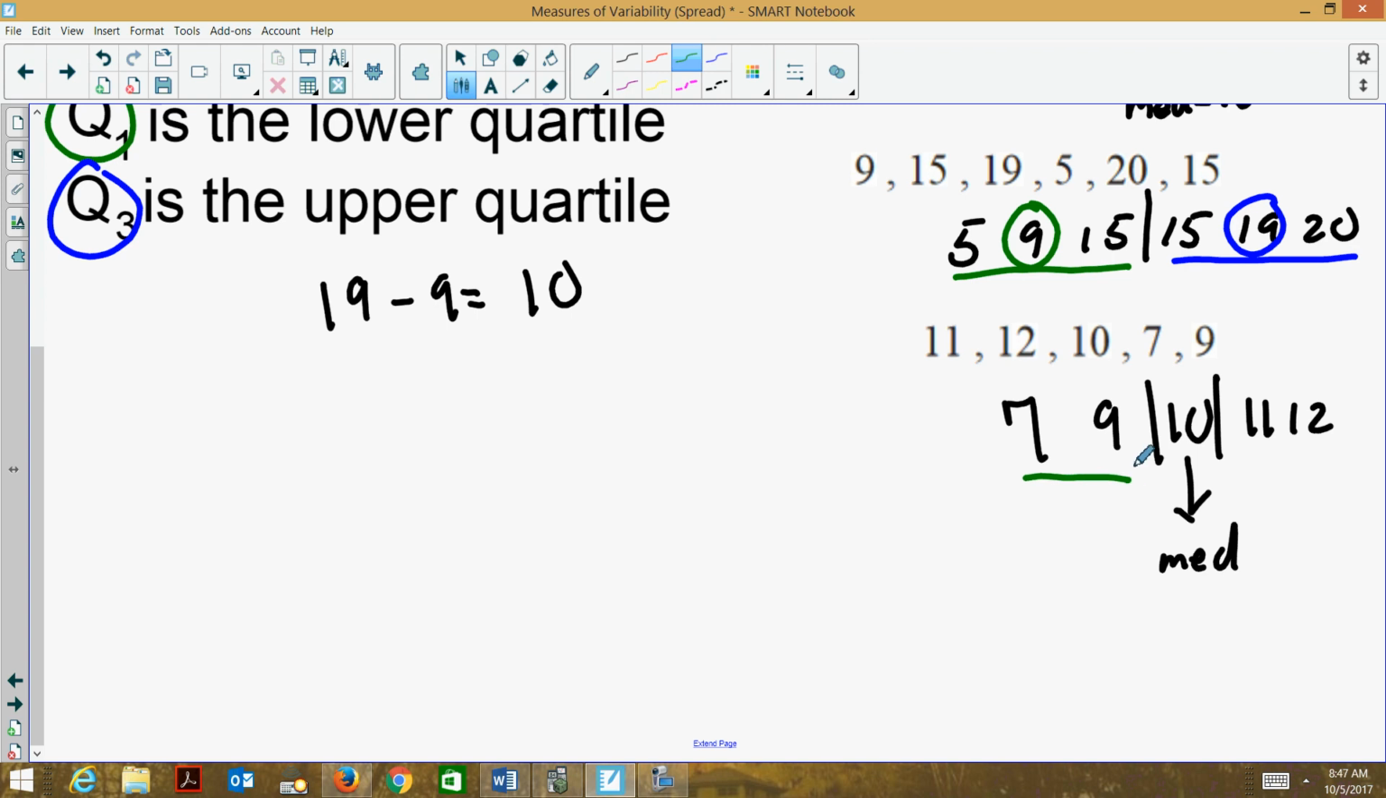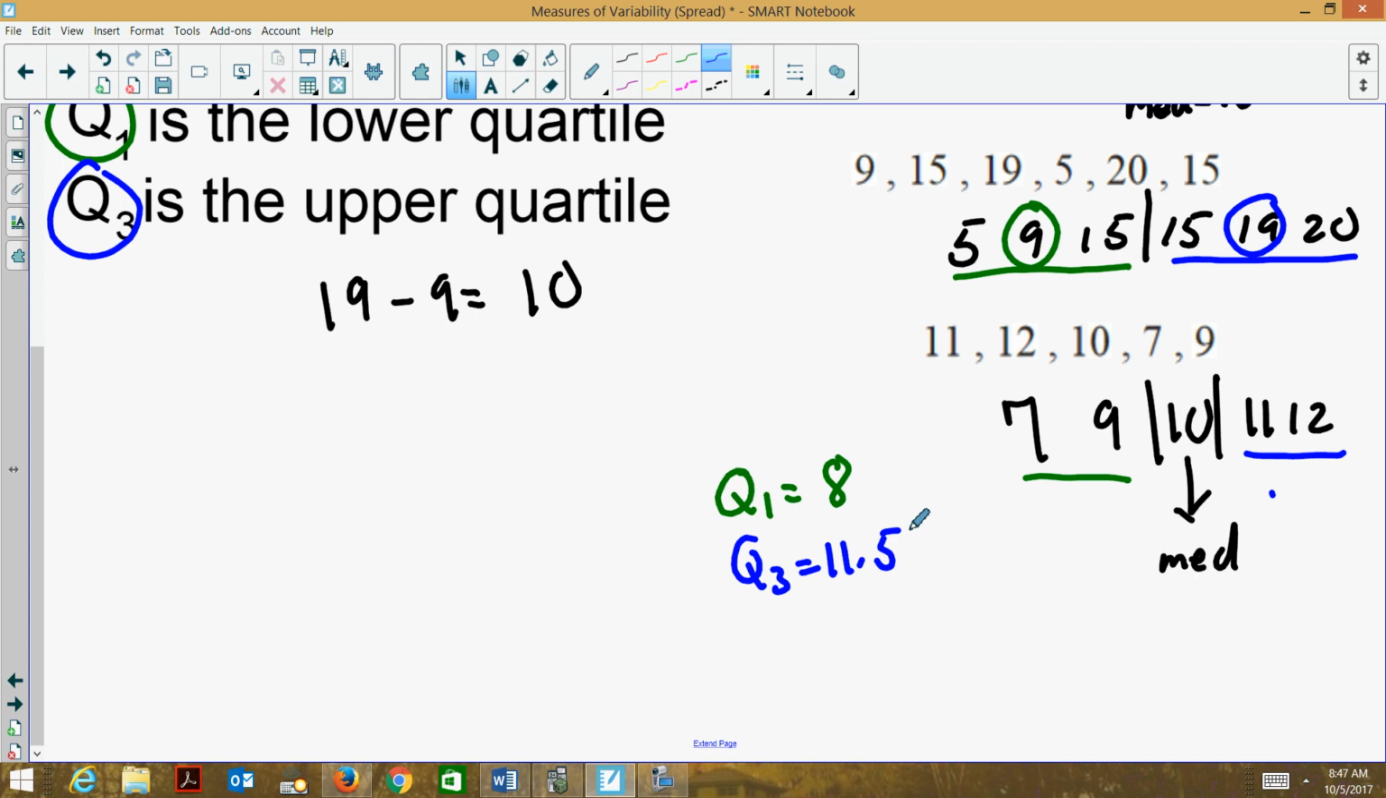So, we have to look for the median of the lower half, which is just 7 and 9. So the lower quartile here would actually be 8 because it is the median of 7 and 9. It's the average of 7 and 9. The upper quartile would be the average between our upper half here, 11 and 12. So the upper quartile is 11 and a half.